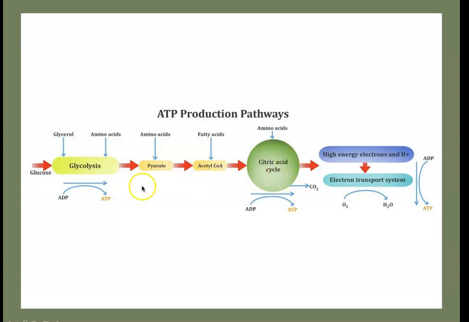Then all that NADH coming from glycolysis and the Krebs cycle will go into the electron transport system where you'll get a bunch more ATP. But in order for that to happen, remember, you have to have oxygen to accept those hydrogens from the NADH and the FADH2.